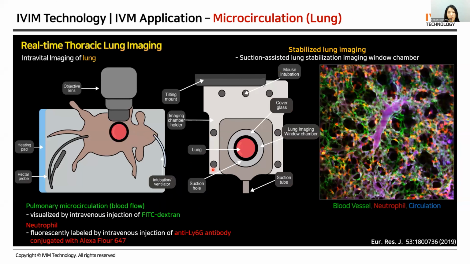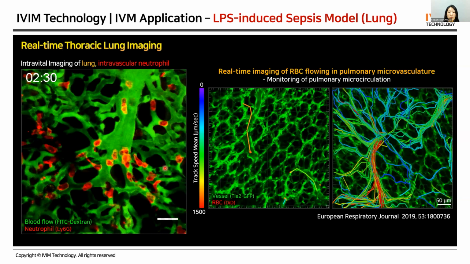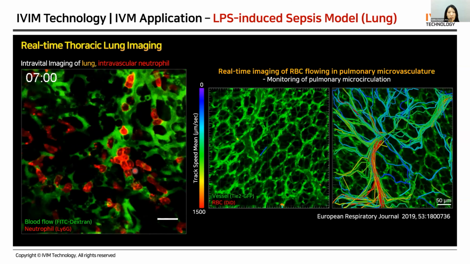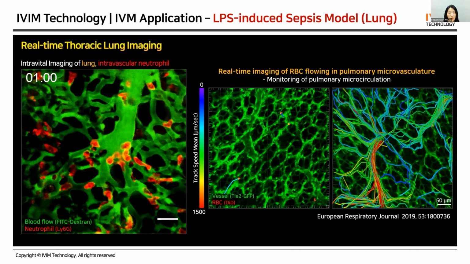For intravital lung imaging, by utilizing the suction-based lung imaging window chamber, we've succeeded in acquiring clear and high-quality in vivo imaging of the lung, visualizing the neutrophils, vessel, and the blood flow dynamics simultaneously in real time. From this setting, we can perform in vivo microcirculation imaging of the neutrophil dynamics and real-time RBC flows in the live lung tissue.